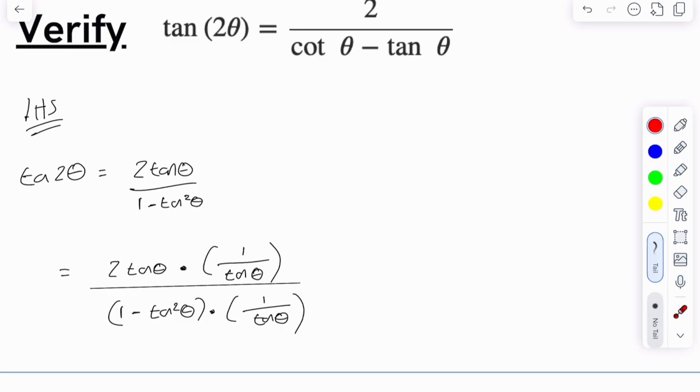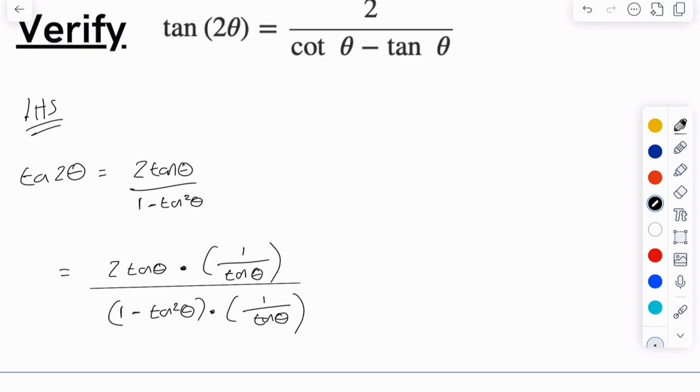Now why is this true? This is true because all we've done is multiply by 1. Remember that this over this is 1, right? We've multiplied by 1. The tan theta is going to cancel out to get us to 2, which we want, because tan theta is going to go in the numerator. So that's what we've done, but obviously you need to multiply the denominator as well.